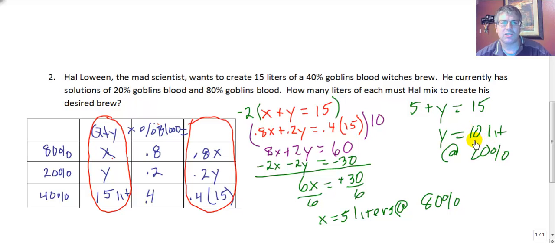So I've answered the question. He needs 10 liters of 20% witch's blood and 5 liters of 80% witch's blood to make his desired brew of a 40% witch's blood, 15 liters of 40% witch's blood.